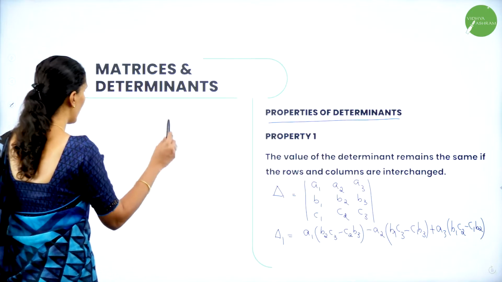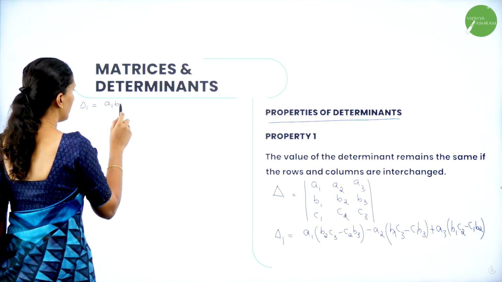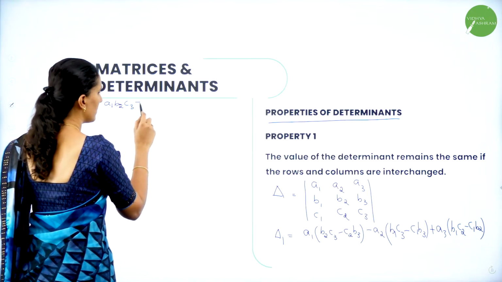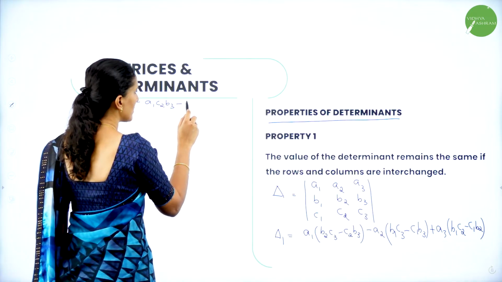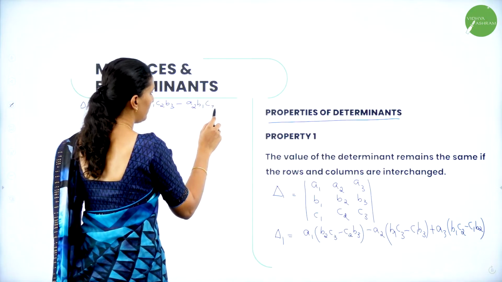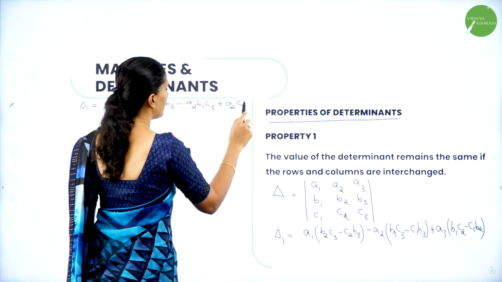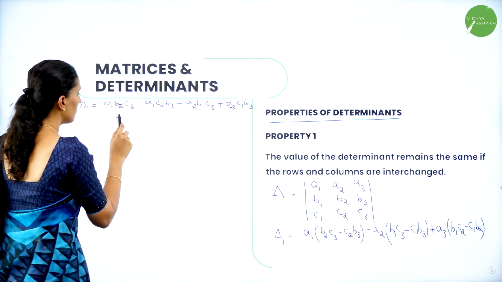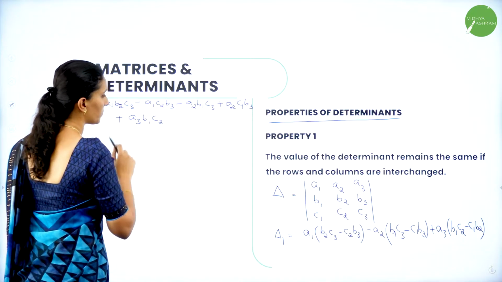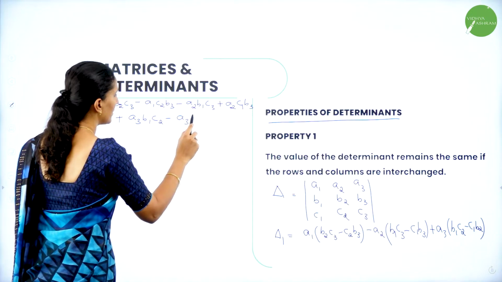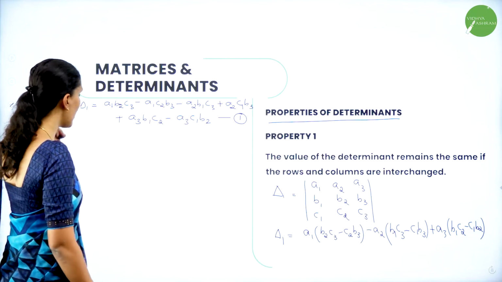So, let us see what happens for delta 1. Delta 1 will be A1 B2 C3 minus A1 C2 B3 minus A2 B1 C3, minus into minus, plus A2 C1 B3, plus A3 B1 C2 minus A3 C1 B2. So let me take this as equation 1. So this is delta 1 I am getting.